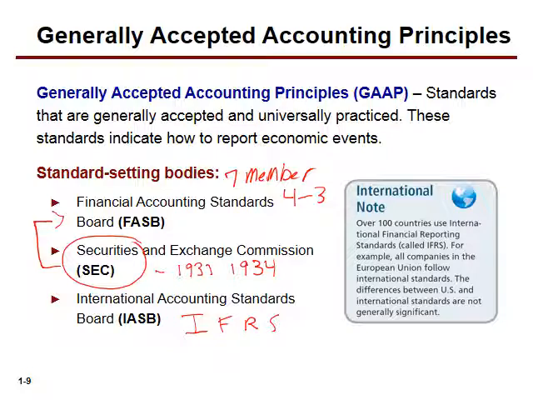So what we have is something called convergence. Okay, we have something called convergence. With convergence, I think I still got my pen here. Okay, with convergence, that says convergence, believe it or not. With convergence, what we try to accomplish is we try to get the FASB and the International Accounting Standards Board as much on the same page as we possibly can.